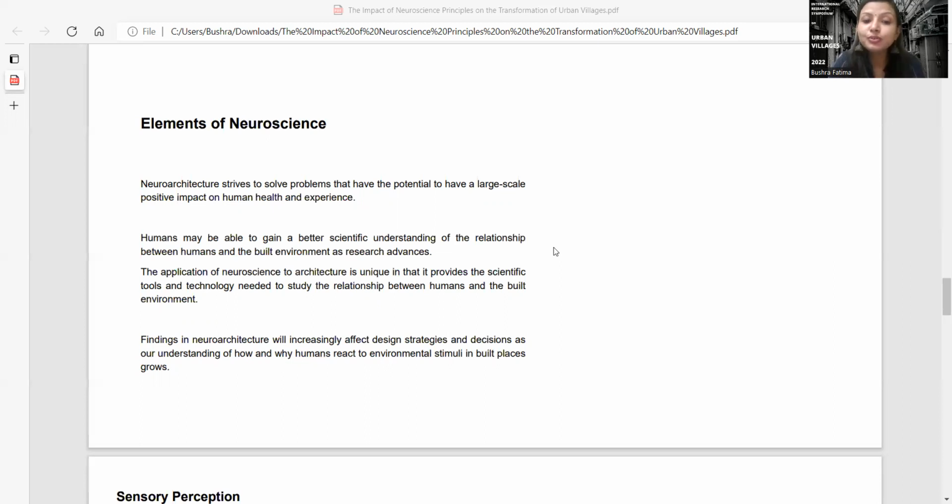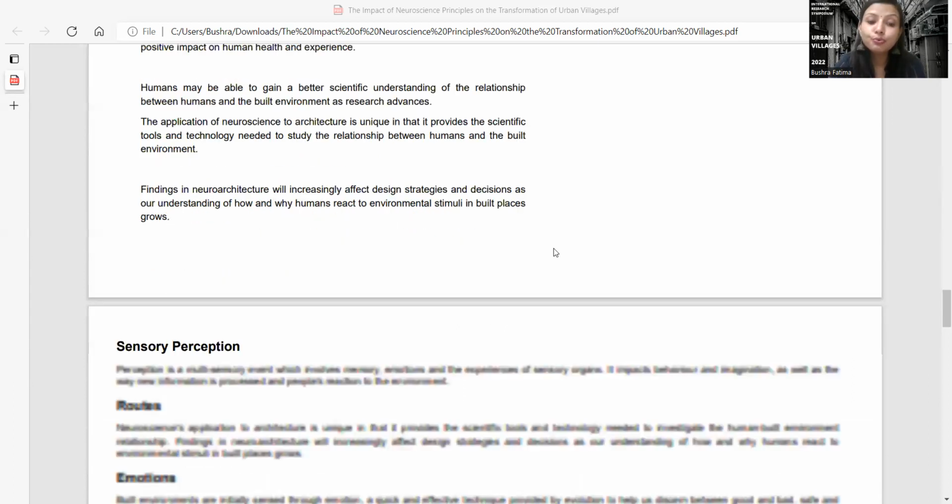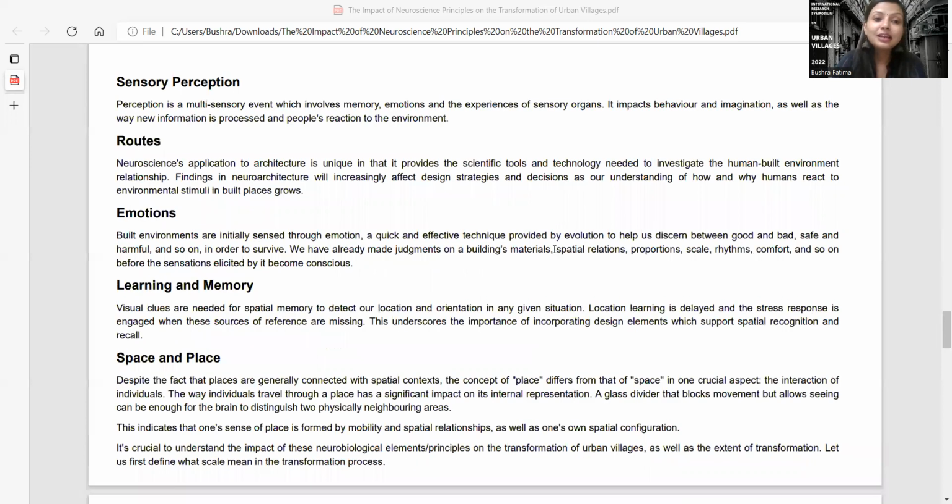So the Academy of Neuroscience for Architecture has looked into the functional requirement for various types of building and identified 5 main areas of research to be addressed, that is sensory perception, roots, emotions, learning and memories, space, and place.